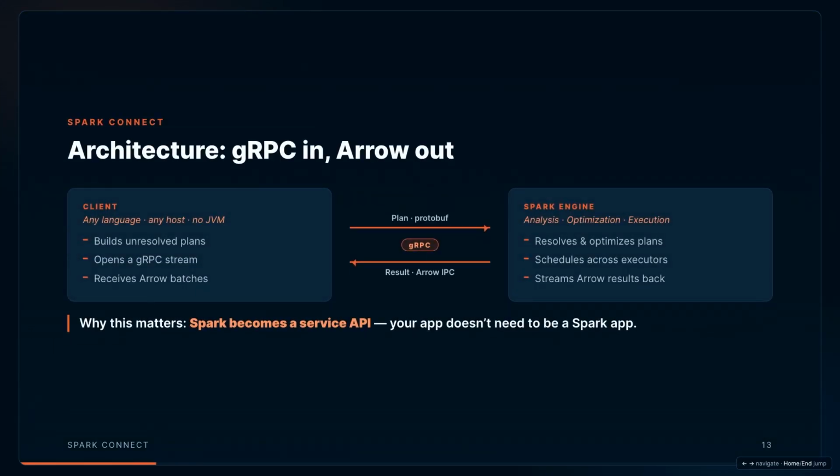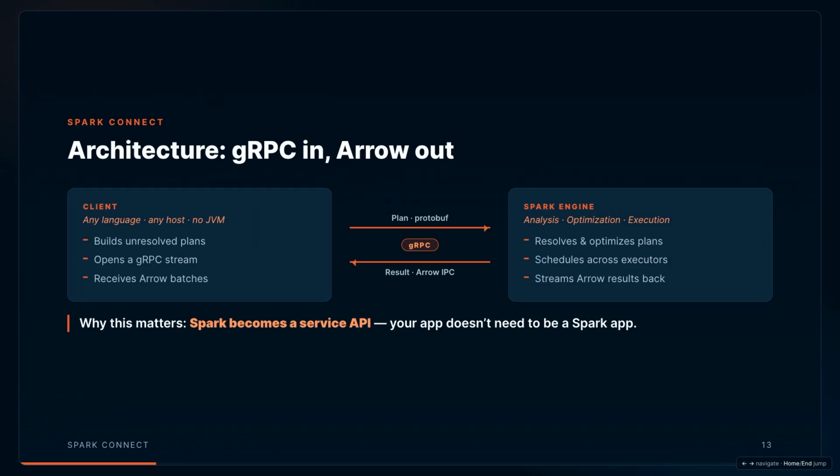So the idea is simple. Your client builds a plan. It opens a gRPC stream. The server resolves the plan, optimizes it, runs it, and then sends the Arrow batches back. The client is thin. It does not need a full Spark runtime and no JVM next to your app. So the client and the cluster can change on their own. You can upgrade your server easily without affecting your client.